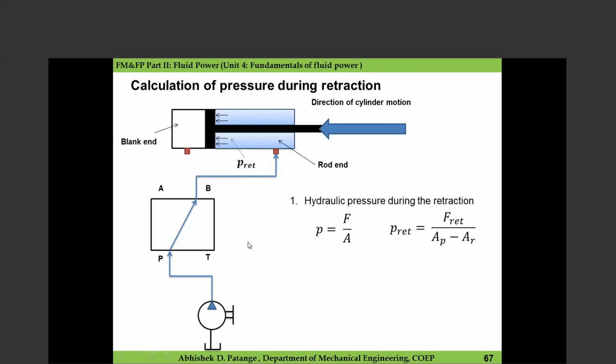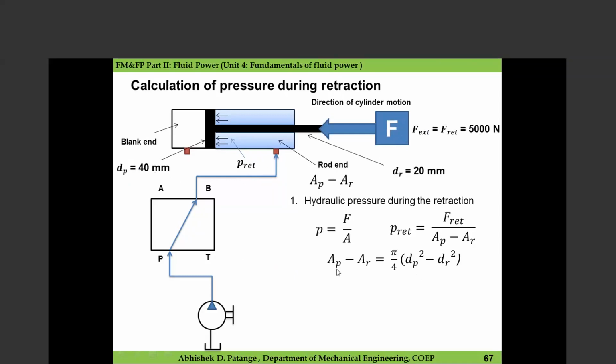Now, as I already said, the liquid entering from the rod end will try to push this piston towards the left hand side. So this shows the cylinder force because of pressure acting on the rod end side, which is nothing but the pressure of retraction. Now, this F is 5000 Newton, and the rod end area is AP minus AR. We know that the diameter of the piston is 40 mm and the diameter of the connecting rod is 20 mm. So AP minus AR can be calculated by considering the relationship.